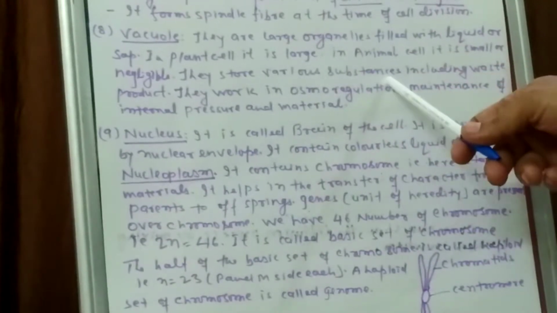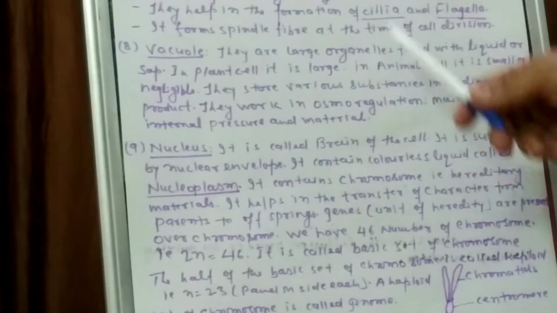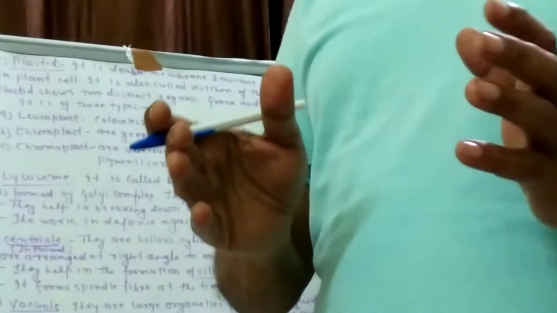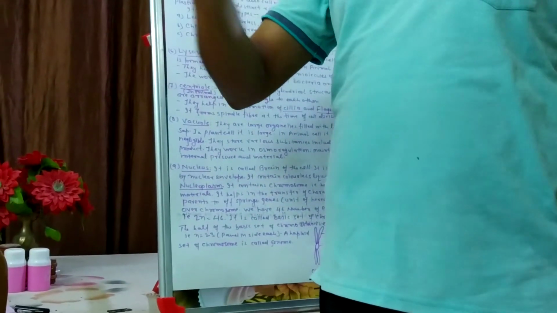They store various substances. As I told you earlier, it is the storage house of the cell and stores various substances like waste or any other materials which are in excess or not needed by the cell at that time. Whenever it is needed, it is used by the cell, or if waste is stored in the vacuoles, it is removed out of the cell through the cell membrane.